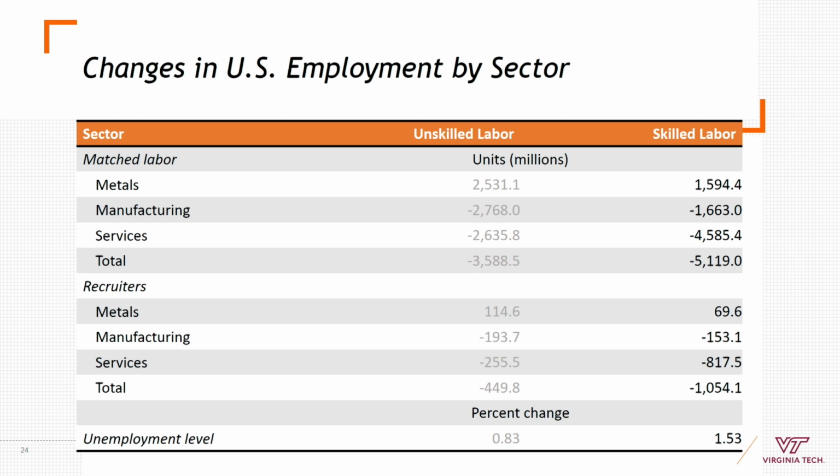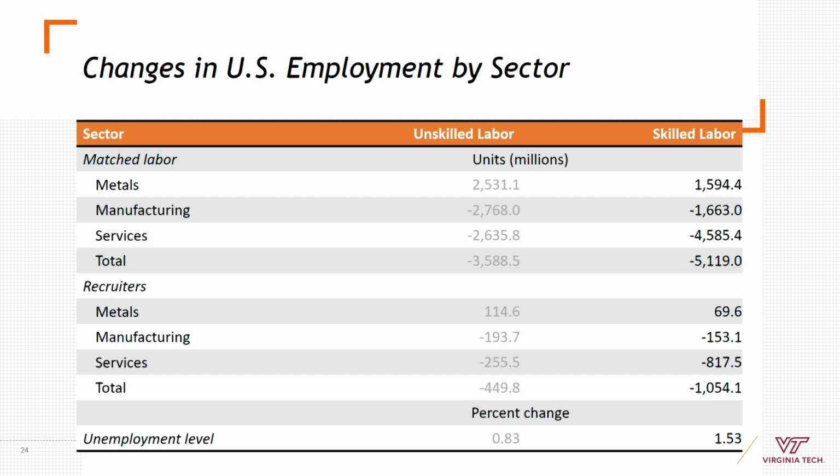So if you think about metals, they want to expand production. They're hiring more, so they have to hire more matched labor, because the existing labor is fixed. They also need more recruiters, because they're hiring more. So employment in metals in unskilled labor is going up.